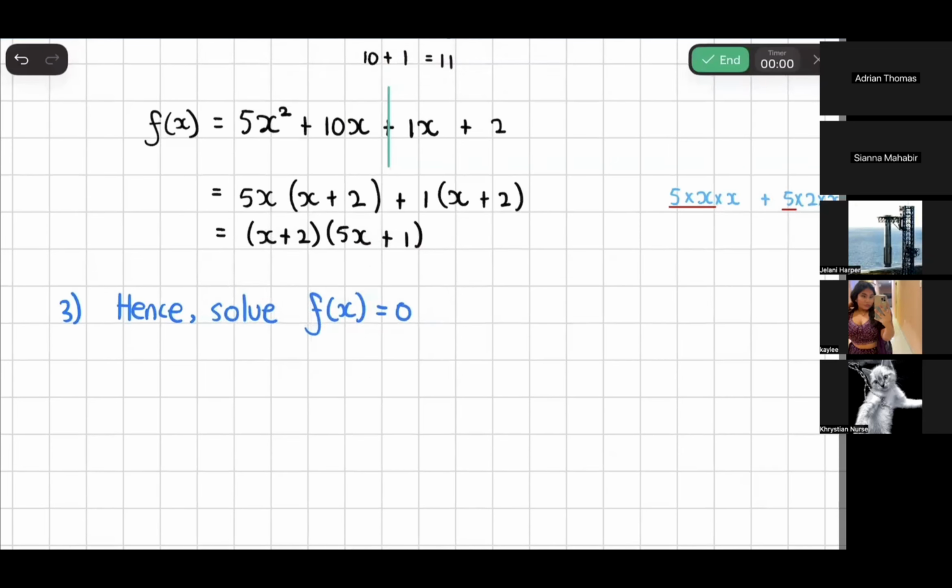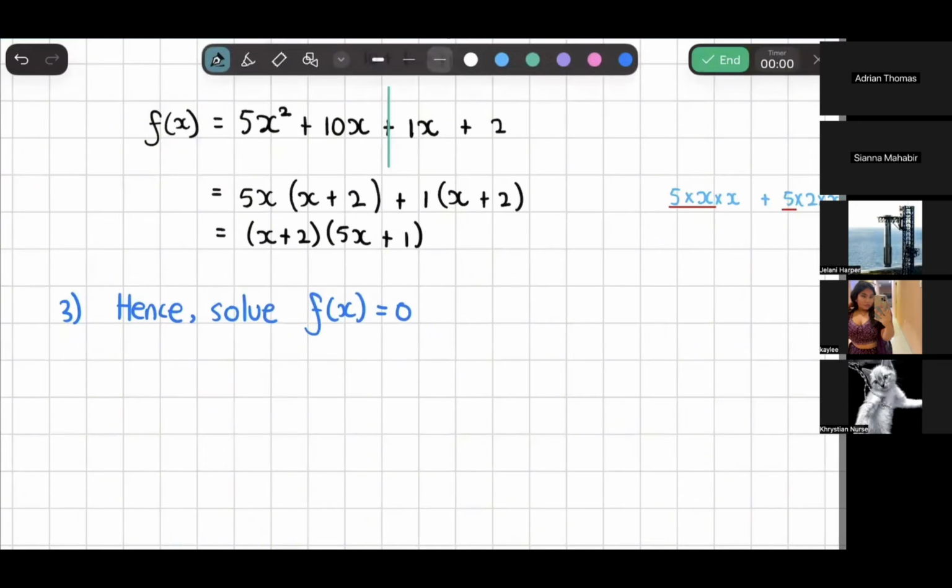Okay, cool. Hence, solve f of x is equal to 0. So, Christian, in part 3, what are they telling us f of x is equal to? Plus 0, sir. Right. Now, guys, let's try to understand this a bit further. F of x is really the same thing as what? Could somebody remind me? Y. Right. So this is really saying y is equal to 0.